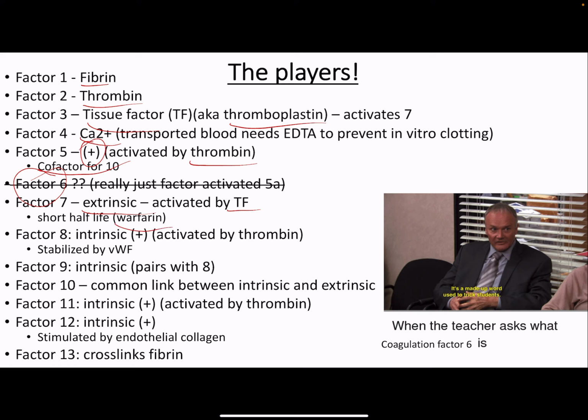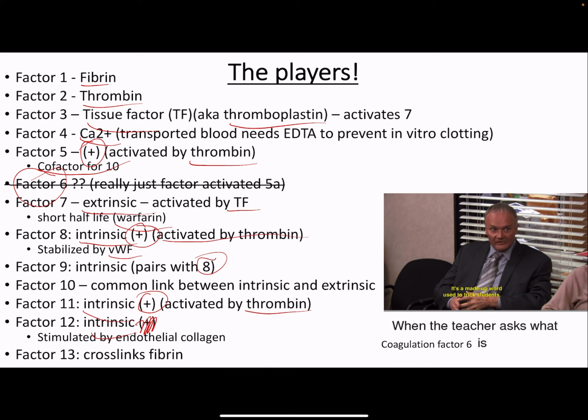Factor 8 is part of the intrinsic pathway. This is also part of the positive feedback by thrombin. This stabilizes the von Willebrand factor. Factor 9 pairs up with factor 8. This is part of the intrinsic pathway as well. Factor 10, as we talked about, is the common link between the intrinsic and the extrinsic pathway. Factor 11 and 12 are both intrinsic, and factor 11 is going to have the positive feedback via thrombin.